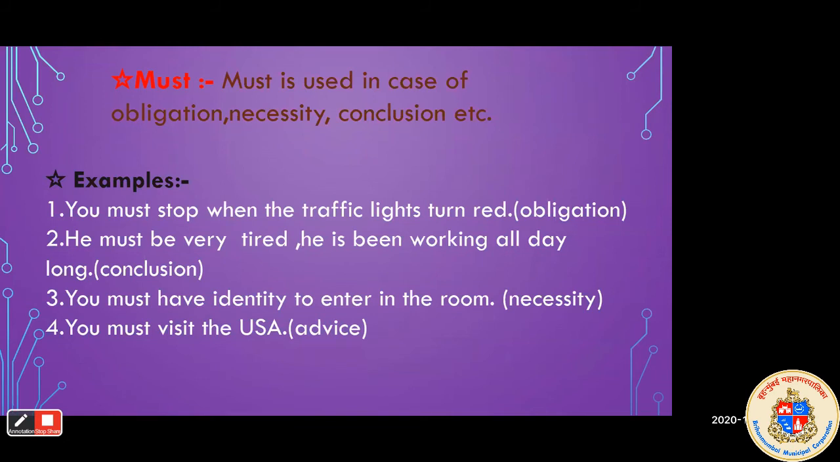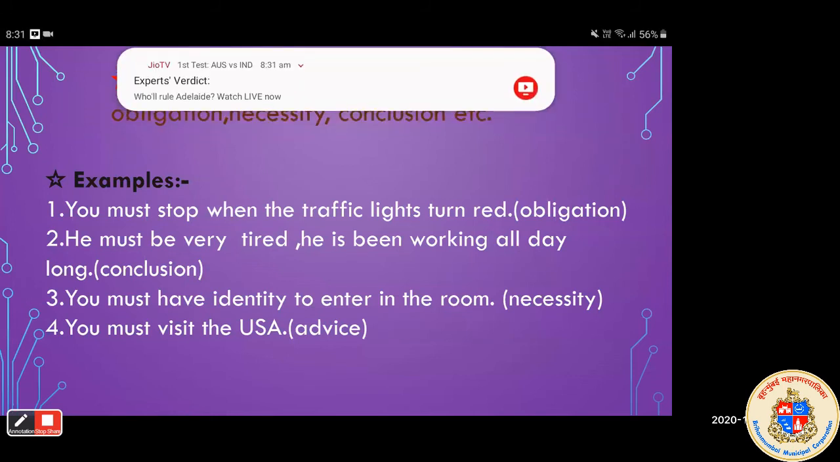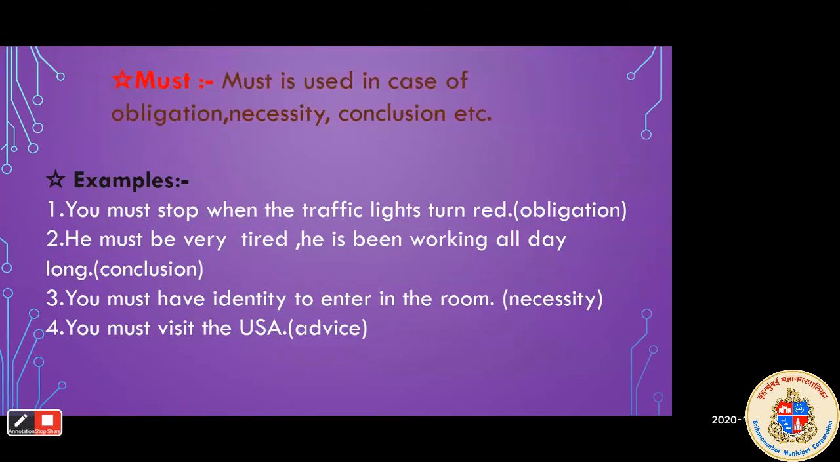The third sentence is there. You must have identity to enter the room. Necessity. Here, what is the necessity showing? The necessity of the identity card. So you must have identity to enter the room. And the fourth sentence is you must visit the USA. Advice is given here. You must visit the USA.